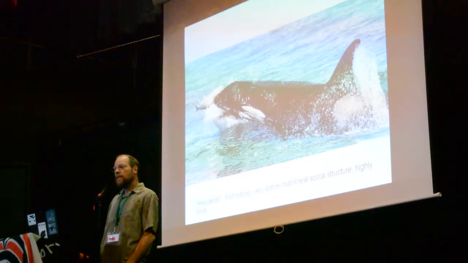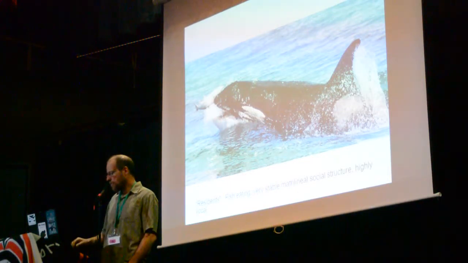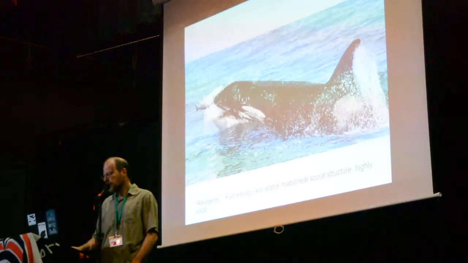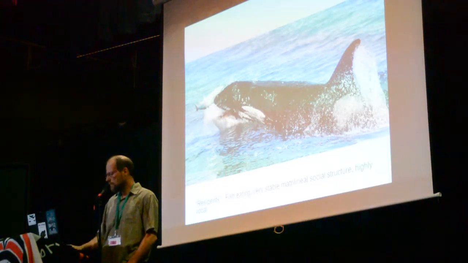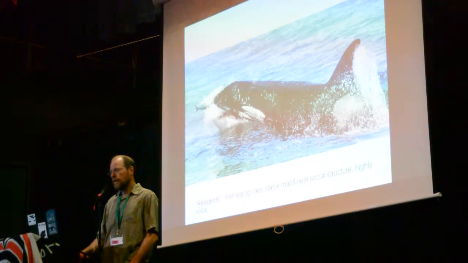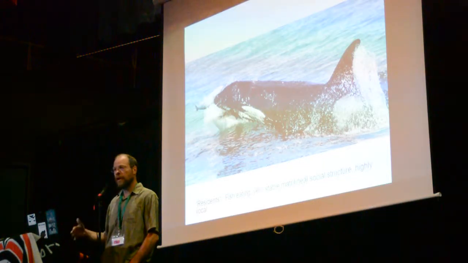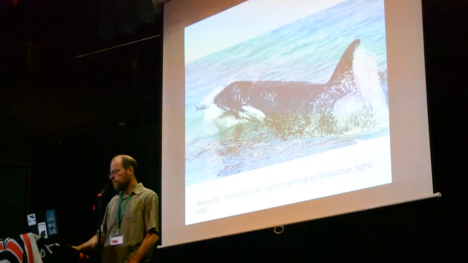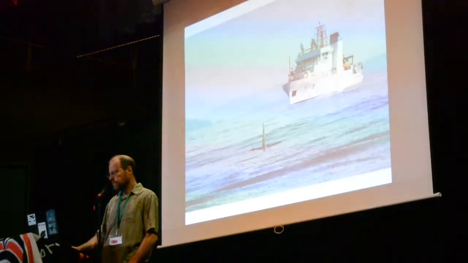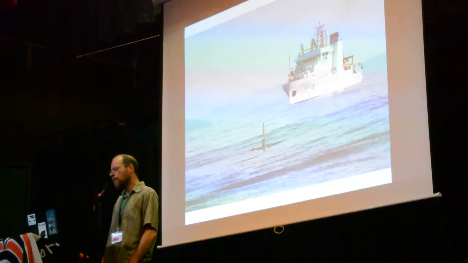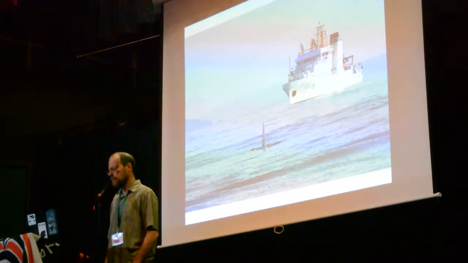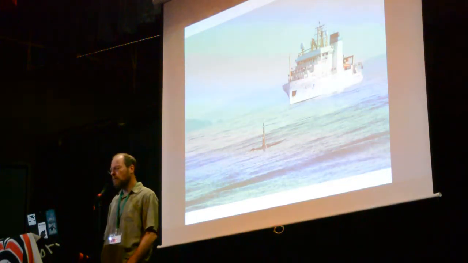So here in the Pacific Northwest, we have three ecotypes: residents, transients, and offshores. Residents are a fish-eating killer whale. They have a very stable matrilineal social structure and are very highly vocal. They're called residents, but it's a bit of a misnomer in that they actually range quite widely.